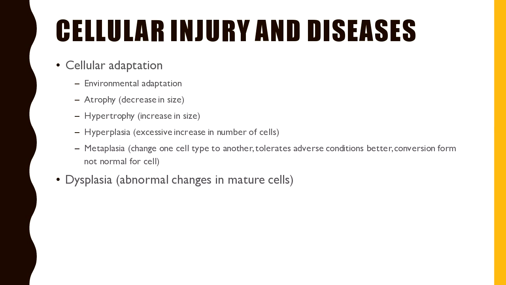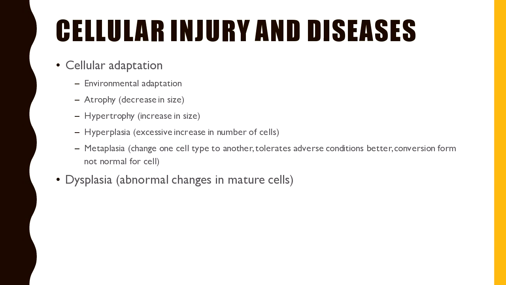Cells are designed to survive. We've said that before. They have what's called environmental adaptation. An example of an adapted cell would be an increase in the amount of red blood cells available for somebody who lives at a high altitude. They make more red blood cells because there's not enough oxygen in the atmosphere, so they need more of an ability to transport that gas.